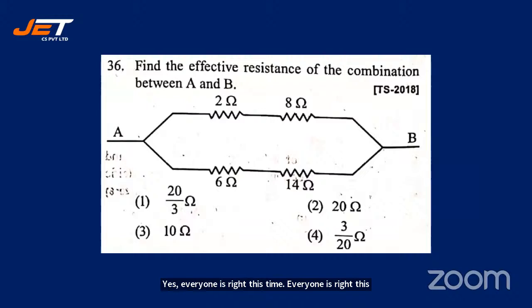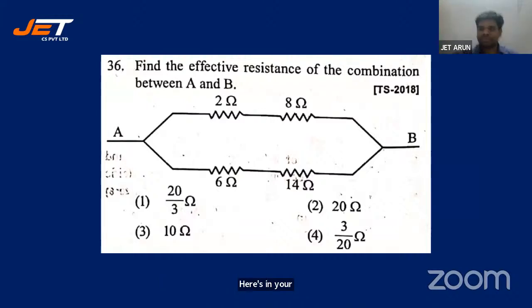Here's a numerical. Find the effective resistance of the combination between A and B. So between the terminals A and B, you have 2 ohm and 8 ohm in series, 6 ohm and 14 ohm in series. These two again are in parallel. Effective resistance kavali. Please use pen and paper, students. You cannot do this orally. Take a minute. And don't depend on memory, students. Use pen and paper, please.